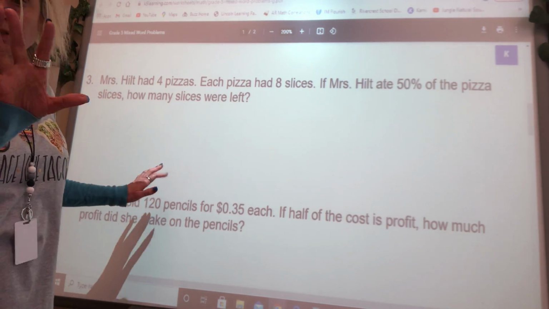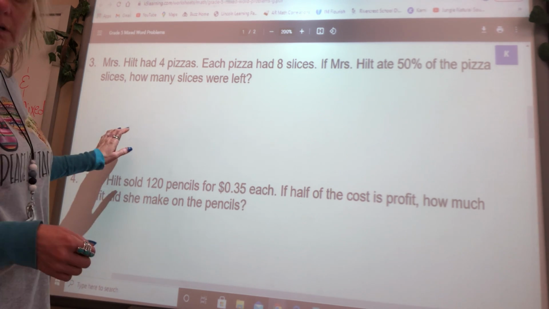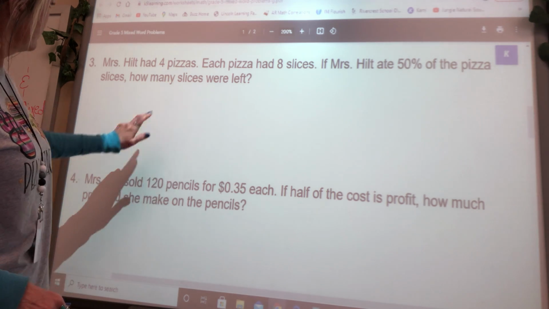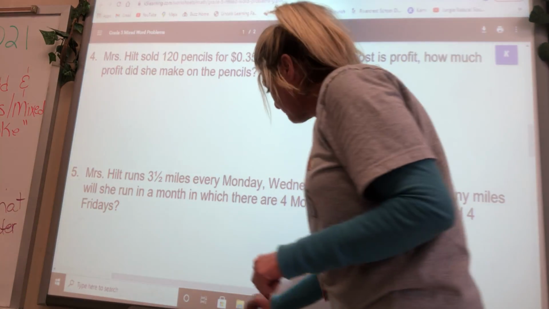We're still on worksheet number 5, video 5. This is the continued version. And I believe we had already found out the slices. All right, we were working on number 4.